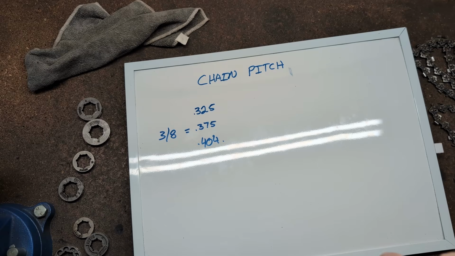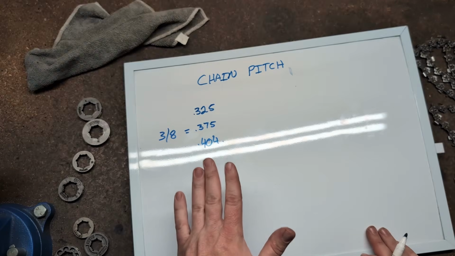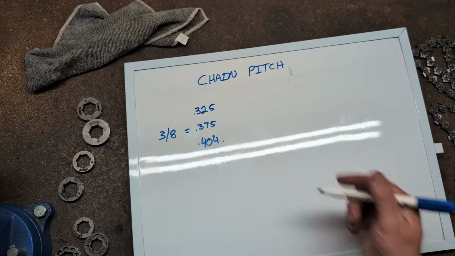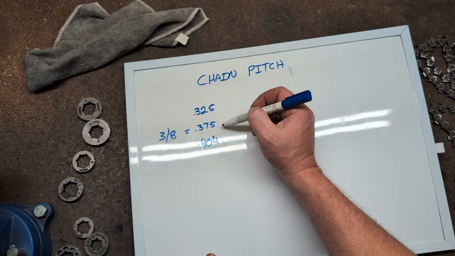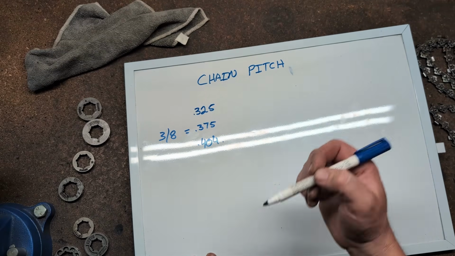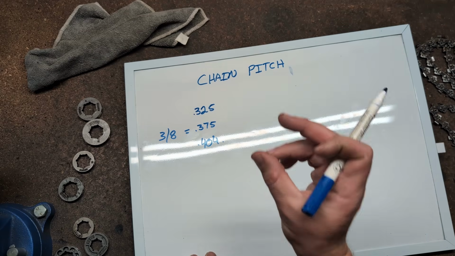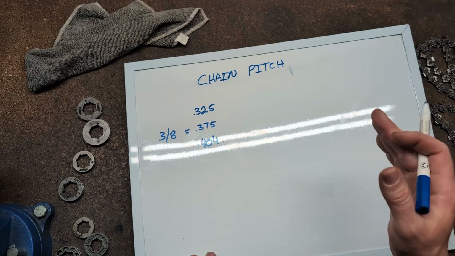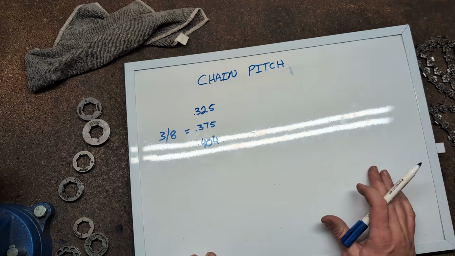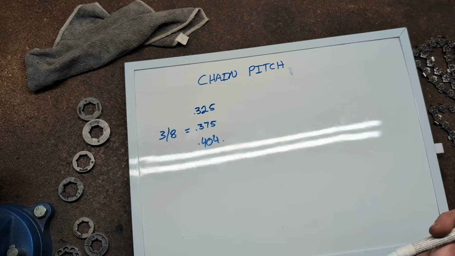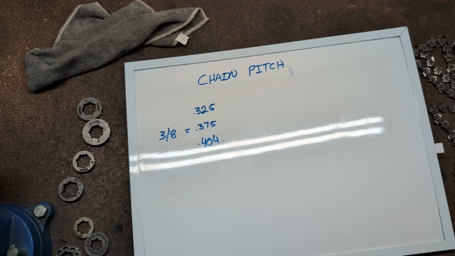Where things get interesting is the relationship of chain pitch to gearing. When we increase chain pitch from 325 to say 375, we increase chain speed. Because all those links are further apart, it now drives the chain faster, which we'll touch on very soon. So that's really the first thing you need to know about chain pitch.